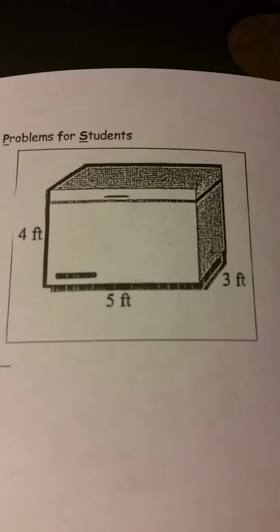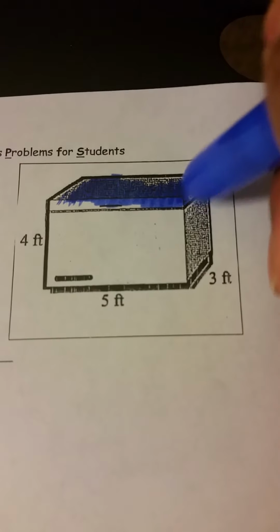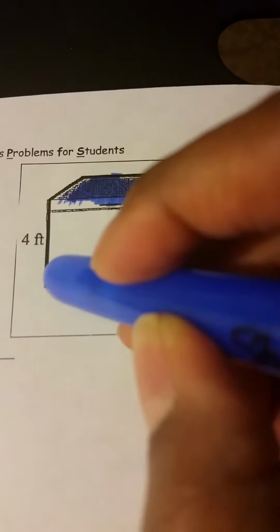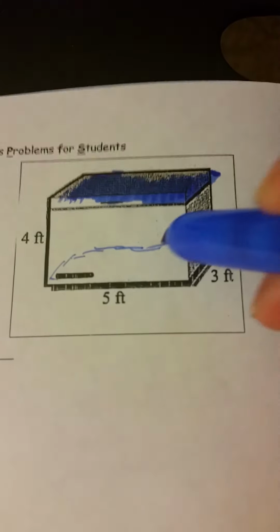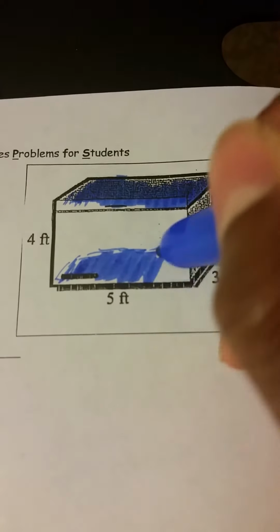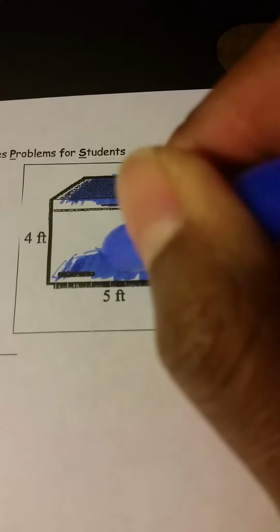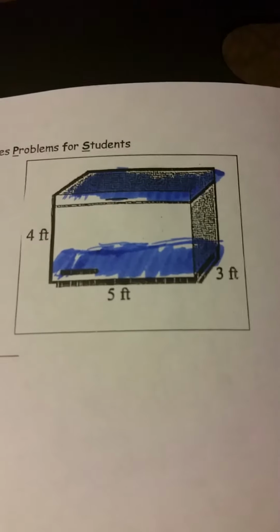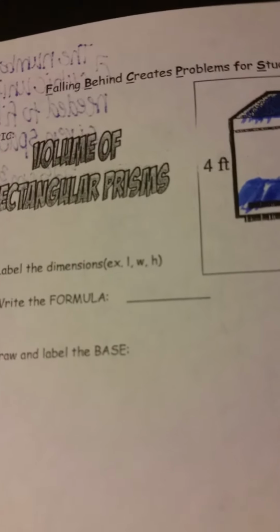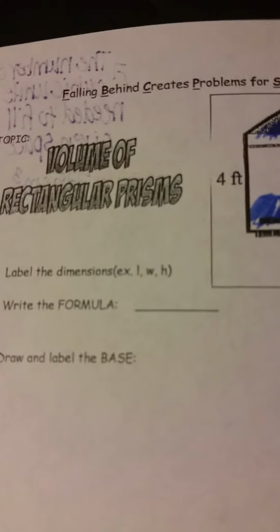So this is a rectangular prism. So our bases are going to be the rectangles here. So I'm going to shade in the base here. And if I had another base, it would be here. That's the bottom as well. Okay. All right. So now my first step tells me to label the dimensions. And it gives me an example here. What I mean by the dimensions is the length, the width, or the height. That's just an example.